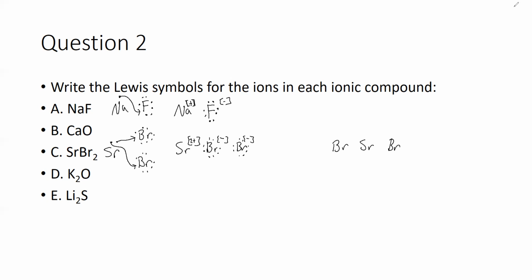All right, let's do calcium oxide. Calcium has 2 valence electrons. Oxygen has 6. 1 electron here, 1 electron here. Calcium, 2 plus. Oxygen, 1, 2, 3, 4, 5, 6, 7, 8, 2 minus because it gained 2 electrons.